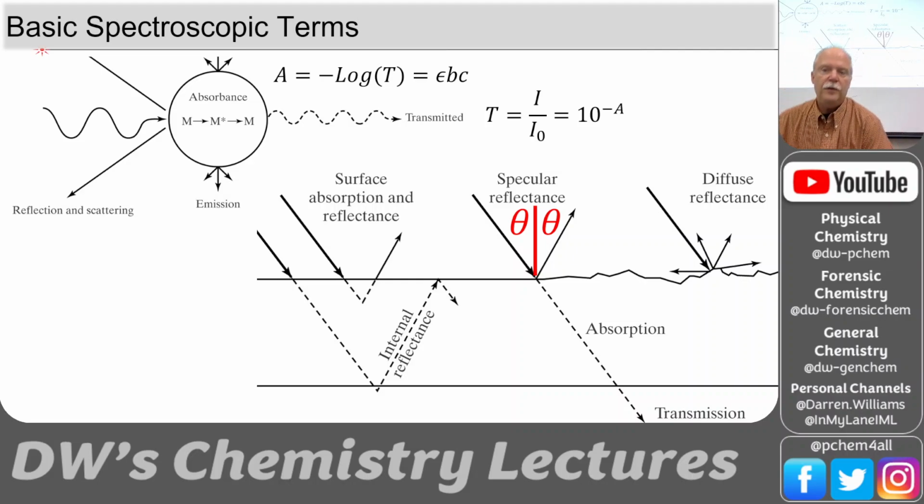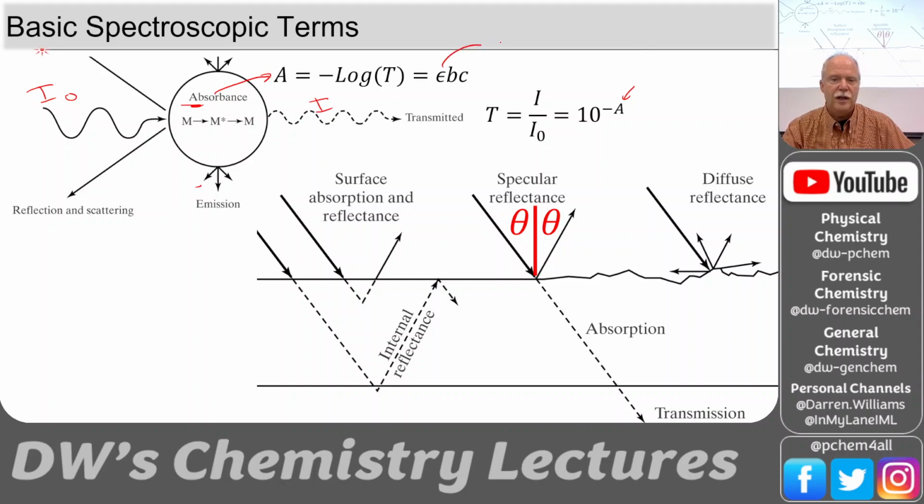You should be very familiar with absorbance and transmittance. It's always nice to review, though. So our incident light comes in. We have I0, and we have I here, and the ratio is transmittance. That's equal to 10 to the minus A, which is absorbance. And A is the minus log of T, or EBC.